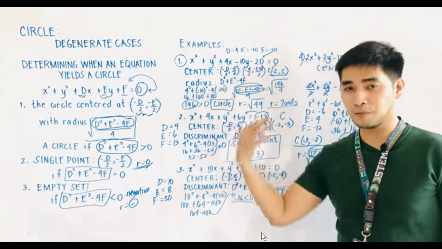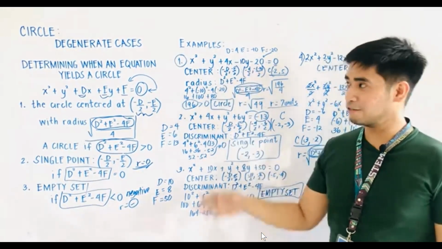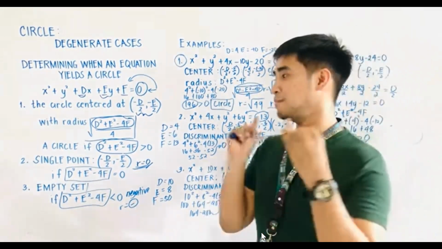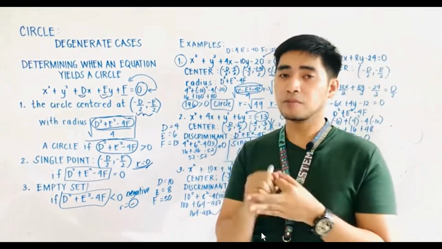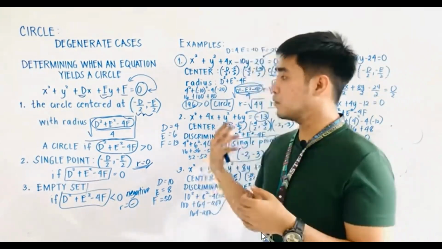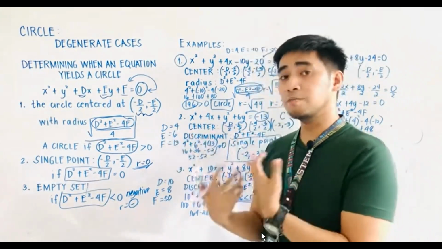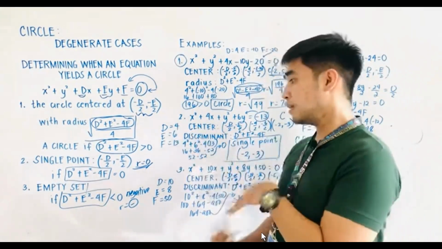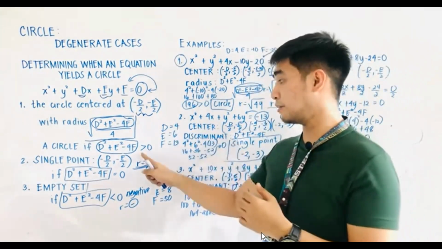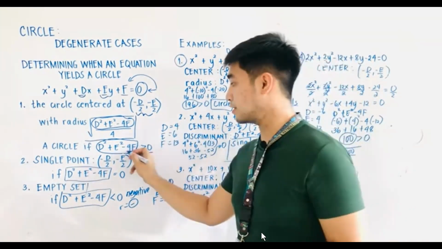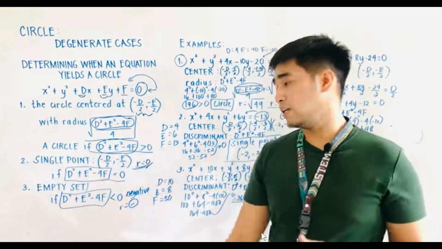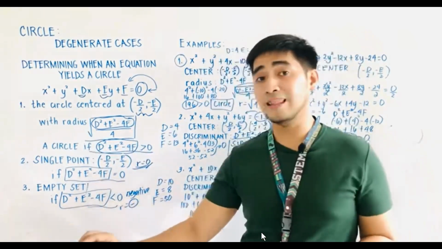I hope you have learned something from this video lesson. Again, for the equation of the circle, it may be a circle, a single point, or an empty set. The degenerate cases are a single point and an empty set. Always remember that for it to be a circle, the discriminant d squared plus e squared minus 4f should be greater than 0. If it is a single point, that is equal to 0. And if it is an empty set, that becomes negative, or less than 0.